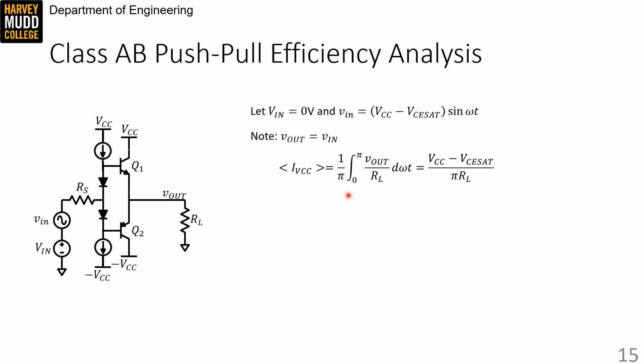So this is just a written out expression of the time average of the current coming from the supply, Vout over RL. Integrating, if we subbed this expression in here, we find that we're mostly integrating sine omega t over pi, which is equal to 1. So the time average current that comes out of VCC is VCC minus VCE sat over pi RL.